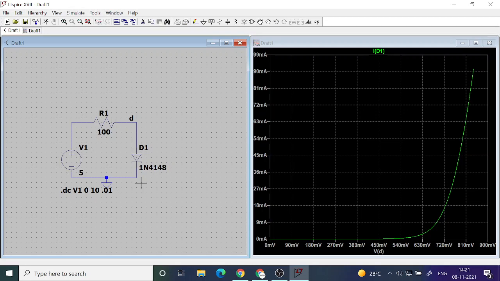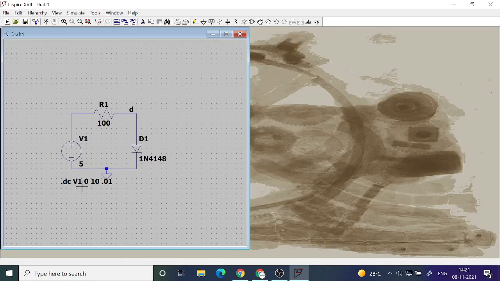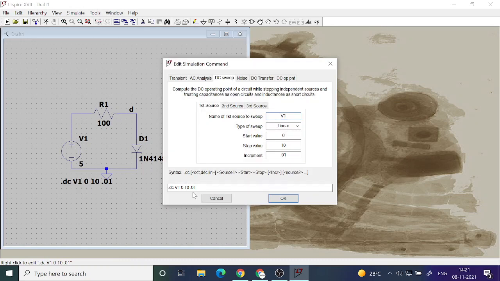Okay, the sweep is linear, but the voltage across the diode is not linear. Yes, sir. Okay, so that is the silicon diode forward characteristics. Now let's look at reverse characteristics. For that we need to edit this. Instead of going from 0 to 10, let's go from, say, minus 10 to 0.